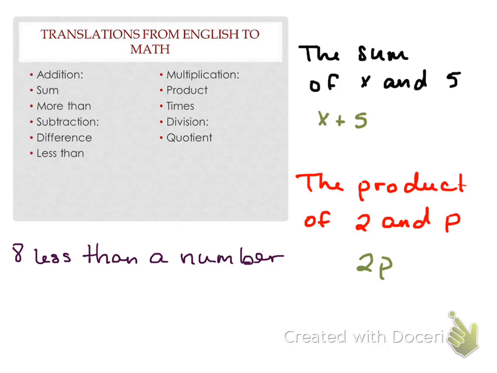8 less than a number. For a number, you're just going to put any letter of the alphabet. I'm going to use x. You can use what you want unless it specifically says a certain variable. So 8 less than a number. Here's the little trick. Less than is with subtraction, but it's not 8 minus x. It's x minus 8. And if you can see, I just caught my mistake, erased that, and changed it. Because 8 is less than, or 8 is smaller than that number, which is x.